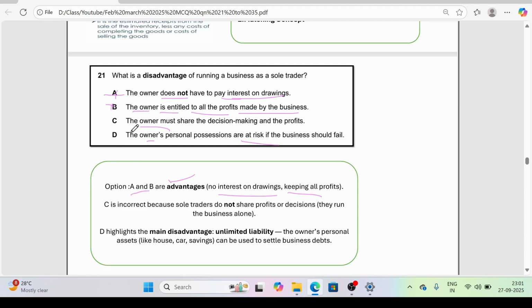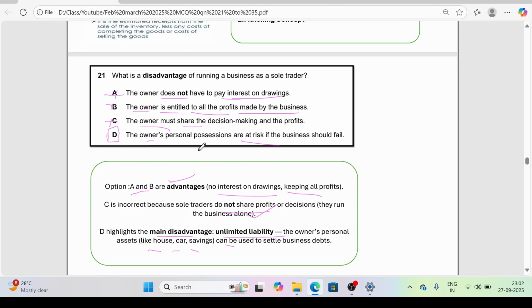Then let's see option C. The owner must share the decision making. The owner will not share the decision making. So C is incorrect because a sole trader does not share the profits or decisions. They run the business alone, right? So let's move to option D. The owner's personal possessions are at risk. Here the main disadvantage is unlimited liability, right? The owner's personal assets like house, car, savings can be used to settle business debts. So the answer will be D.